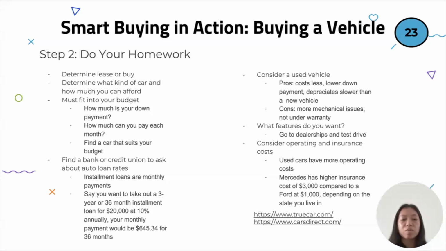Installment loans are monthly payments. Say you want to take out a 3-year or 36-month installment loan for $20,000 at 10% annually. Your monthly payment would be $645.34 for 36 months.